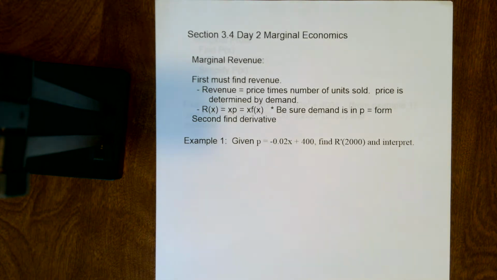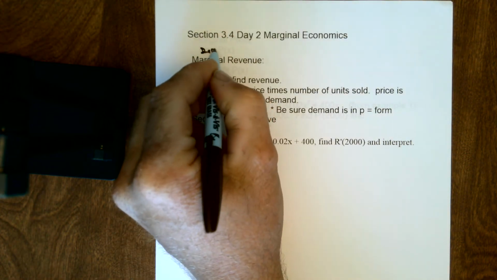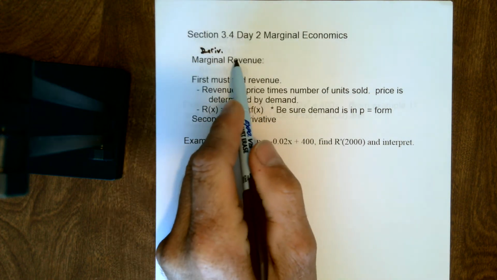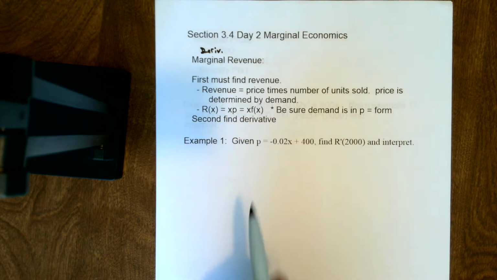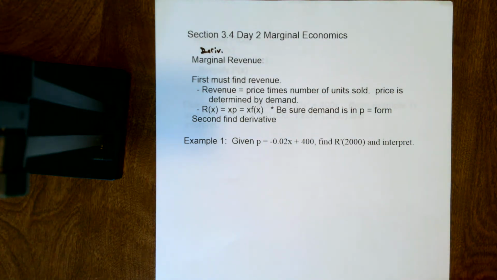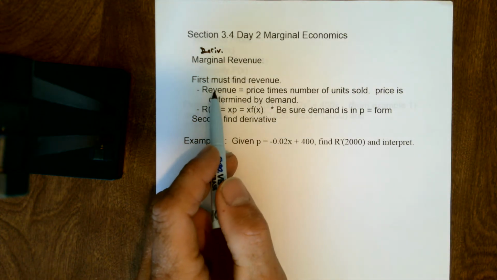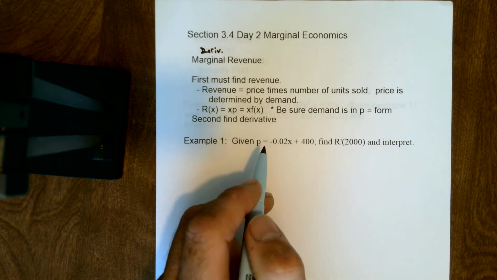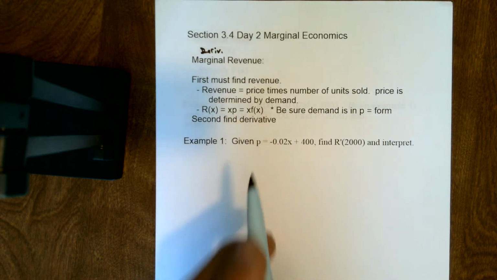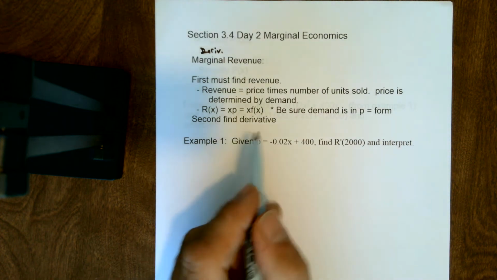So marginal, as you recall, means our derivative. So we're going to find the derivative of the revenue. And what does it tell us? Well, it's going to tell us how much revenue we can realize by producing one more unit. In order to find our revenue, we're going to have to multiply the price by the number of units sold. And recall, the price is determined by the demand function.